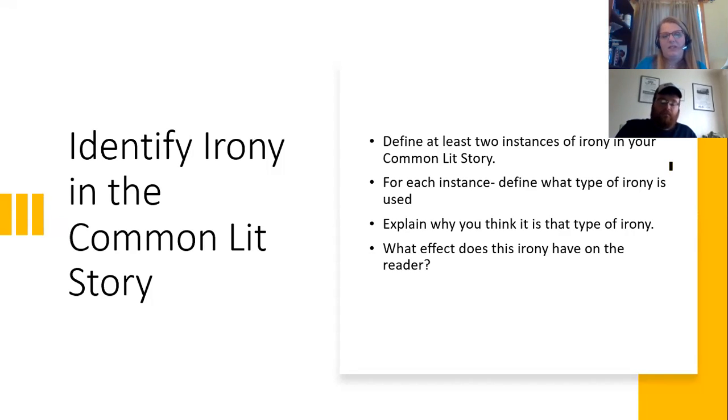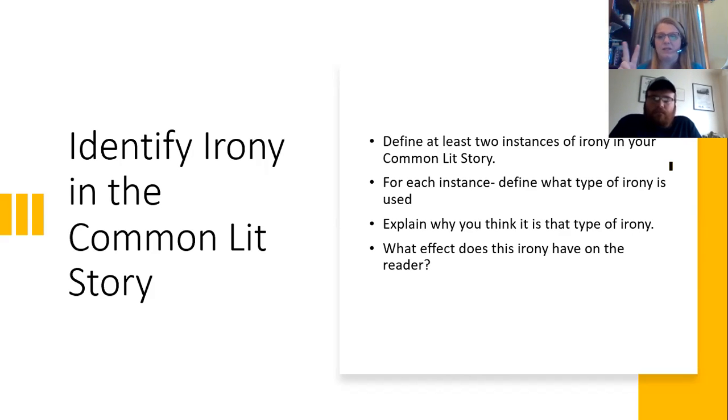So once you've done that, and you've actually read through things, then the next thing that you're going to be doing is identifying the irony in the story. And you're going to be looking for at least 2 instances, so 2 places that you saw irony. And it can be any of those 3. Even in that little microfiction piece, I found 2 types of irony, right? I found dramatic irony and I found situational irony. So I'm pretty sure in your stories, you're going to be able to find a few different places for this.